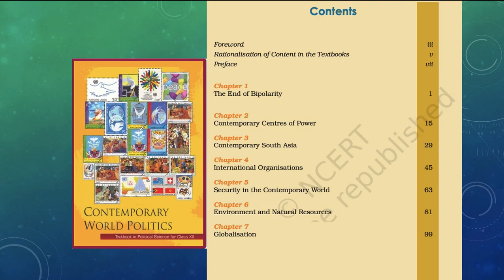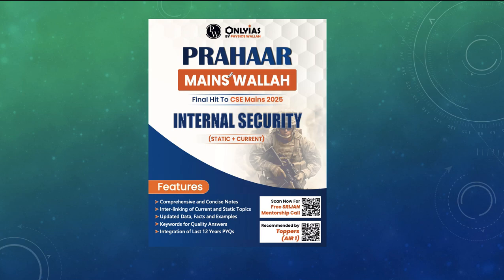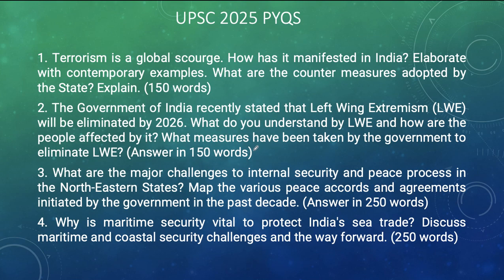Like, we can go through the class 12 standard NCERT, Contemporary Politics, where chapter number 5, Security in the Contemporary World, can be referred. And coming to the standard source to be referred, only AS material, that is the recent edition on internal security. It is current affairs updated. You can go through that as a single point reference.